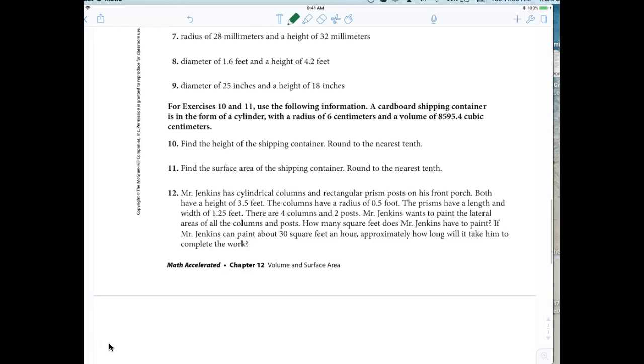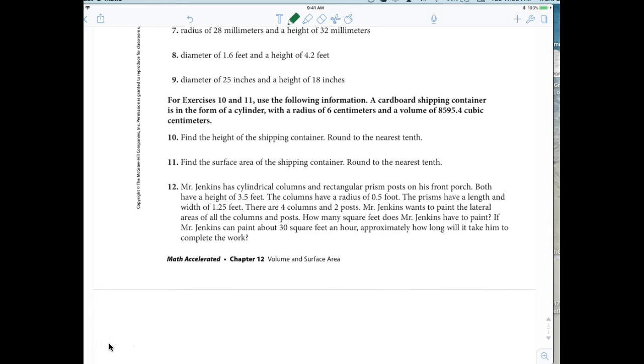Okay, let's go to the second worksheet, please. Everybody go to the second worksheet. And we're going to take a look at question number 10, because everything before this, you're just plugging numbers in. All right. Now, for question number 10, we're going to work backwards. So everybody take a look at question number 10.